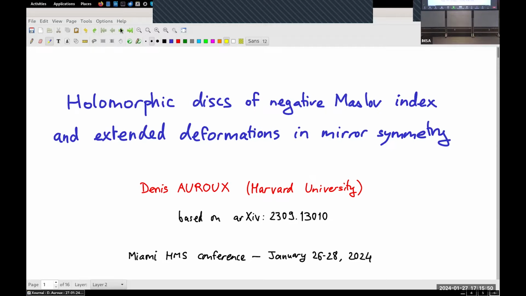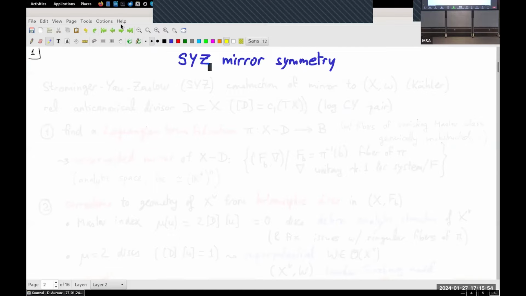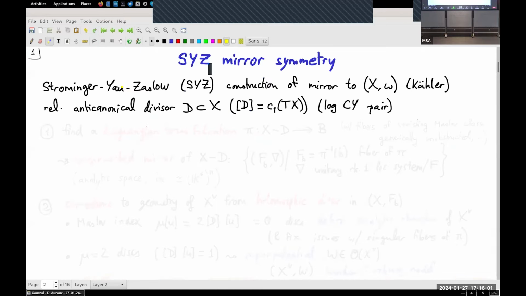So the plan of the talk is really today, we are going to revisit SYZ mirror symmetry on a specific example and see what happens with it. And then tomorrow, I'll try to explain a possible framework for rebuilding what I'm kind of breaking today. So let me start by reviewing what I mean by SYZ mirror symmetry.